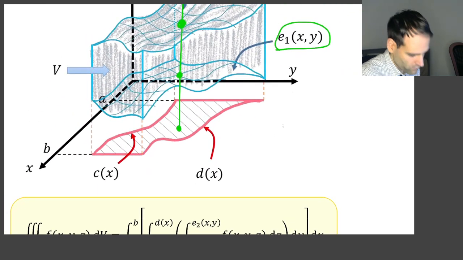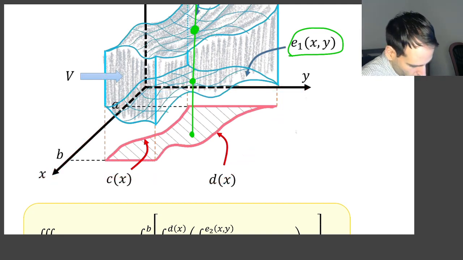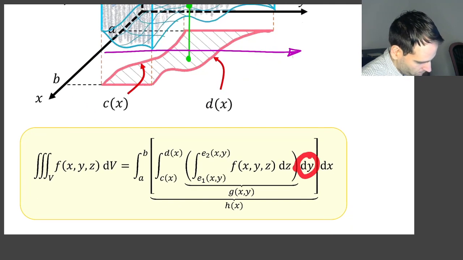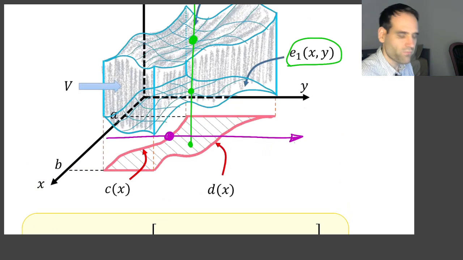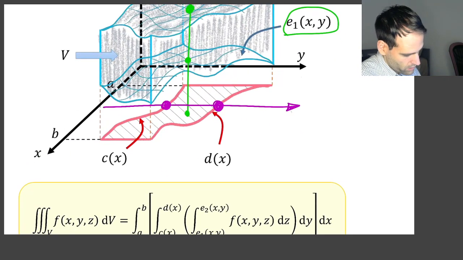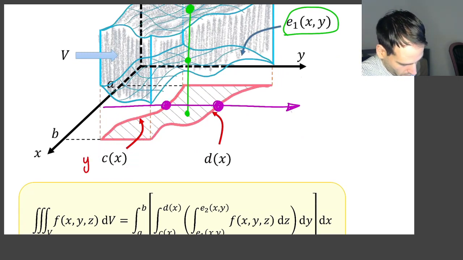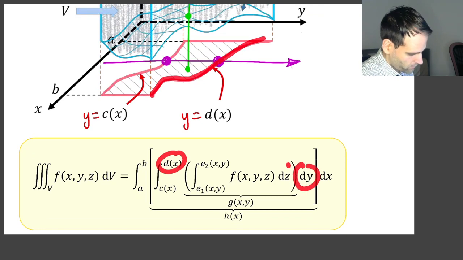So now what do we do? Now you picture you are in the xy plane, which are the two variables that are left. You draw a line in the direction of y, which is our next variable of integration. And we think about when we enter this region and when we exit this region. We enter this region on this line, y equals c of x. That will be the lower limit for the integral of y. And we exit this region on y equals d of x, which is the upper limit of the integral for y.